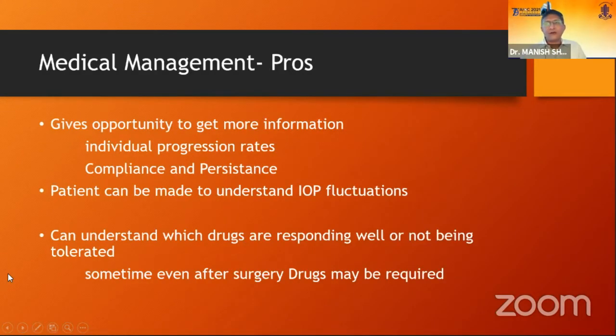In the most common scenario in the early stages, most doctors and patients opt for medical management. Why is that so? Because medical management gives you an opportunity to get more information about the individual progression rates and compliance and persistent issues of that particular patient. You also understand and make the patient understand what the fluctuations in the IOP are, and patients need to understand that IOP is not a fixed thing, it fluctuates, and the fluctuations are damaging.